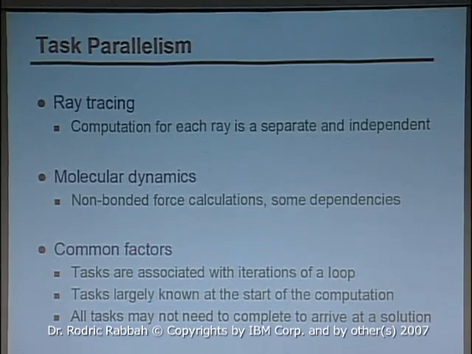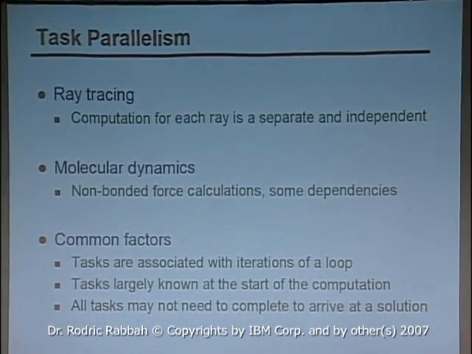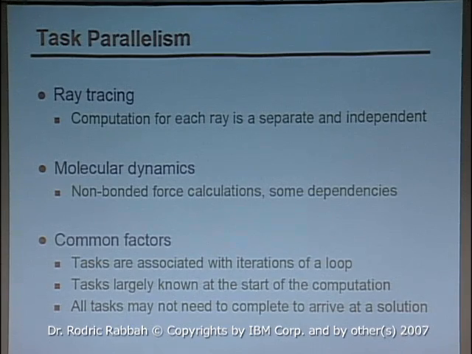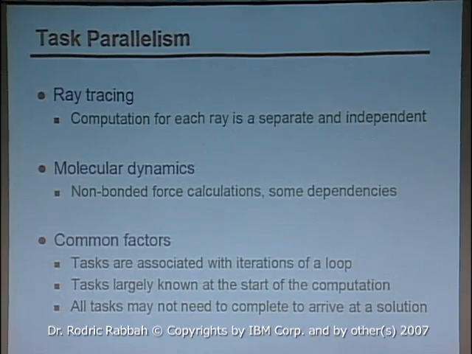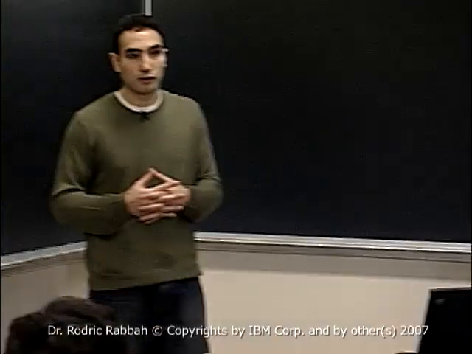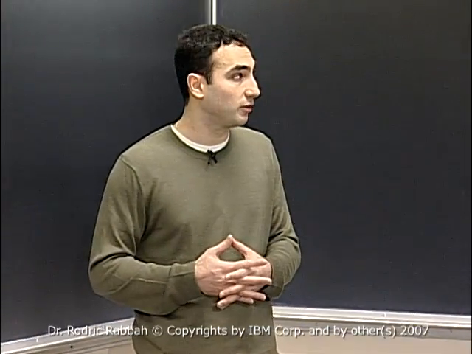In task parallelism, I've listed two examples here, but really any of the things we've talked about in the past fit. Ray tracing: here you're shooting rays through a scene to try to determine how to render it, and really each ray is a separate and independent computation step. In molecular dynamics, you're trying to determine the non-bonded force calculations. There are some dependencies, but really you can do each calculation for one atom independent of any other. And then there's the global dependence of having to update or communicate across all those molecules to reflect new positions in the system.